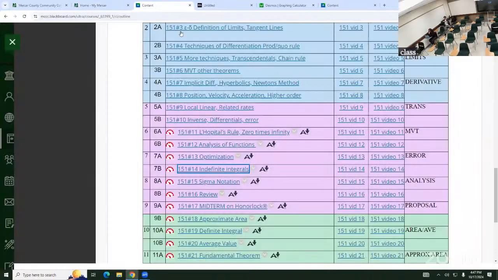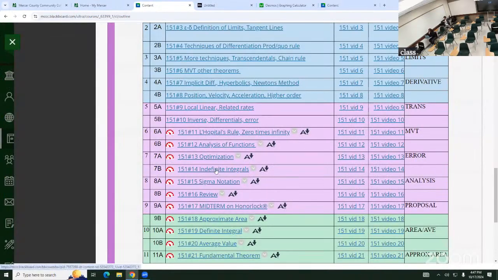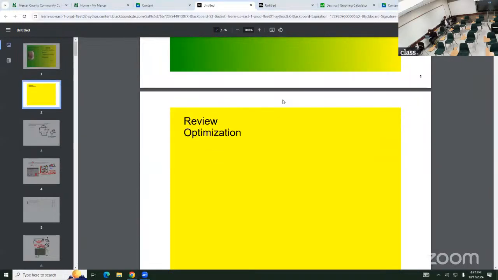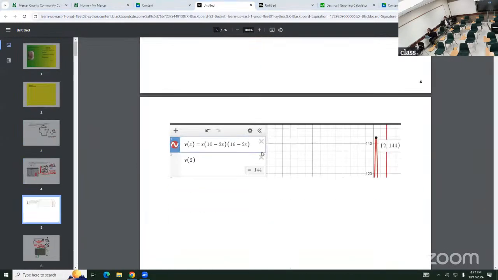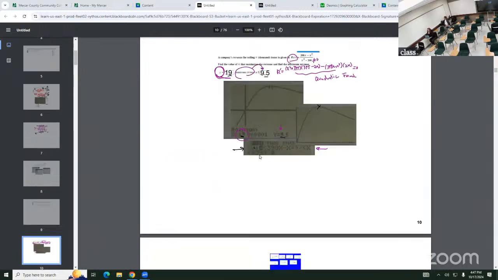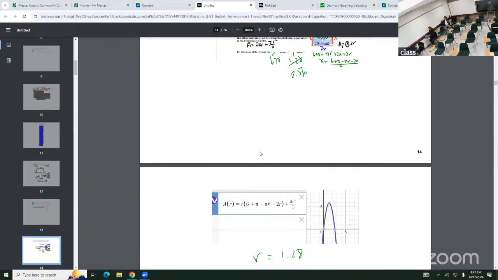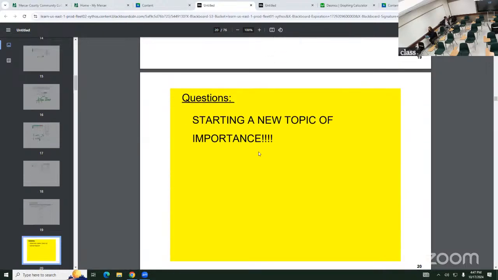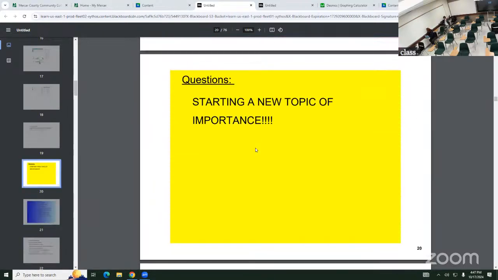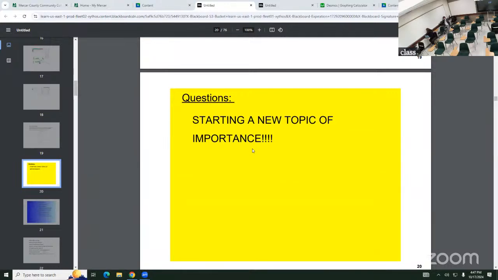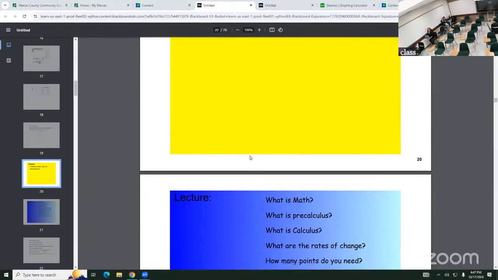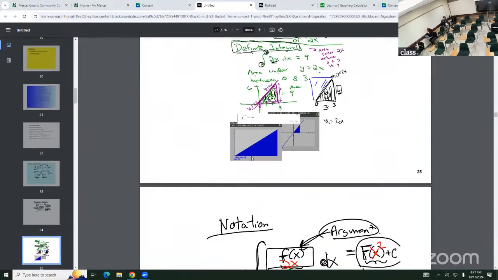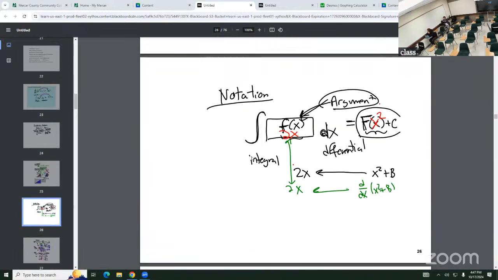What am I doing? Let me get back to my indefinite integrals. Okay, so those are the only ones we have homework for. Let me see what else I have in my notes, because I know I have harder stuff in my notes. Look, it says starting a new topic of importance. That's what antiderivatives are. They're very important. Okay.